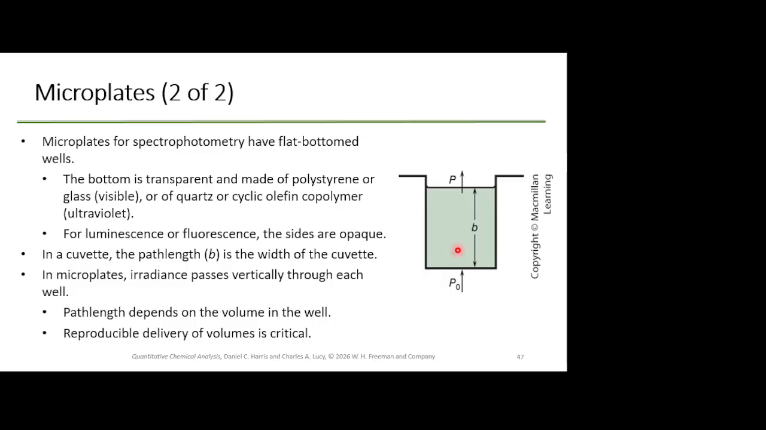So in plates, the irradiance is going to pass vertically through each well. Your path length does actually depend on your volume, see? That's your path length there. So if you fill this up with different amounts, your path length is going to vary, right? You do have to watch out for that. So the reproducibility of your delivery volumes is incredibly critical.